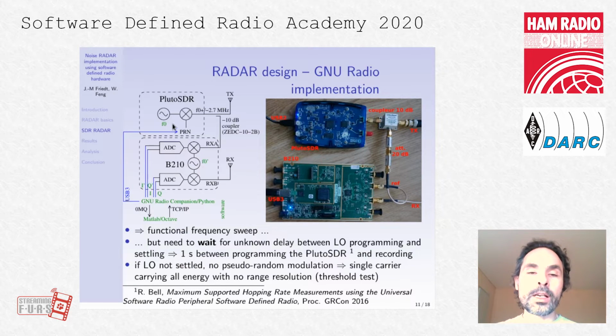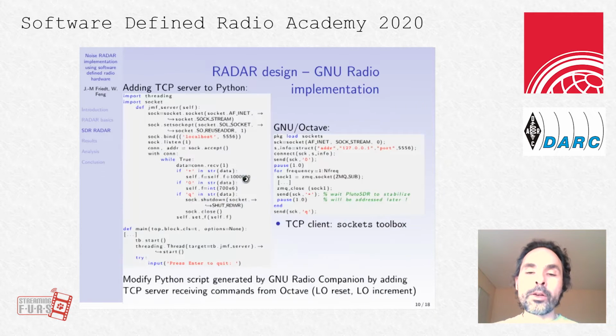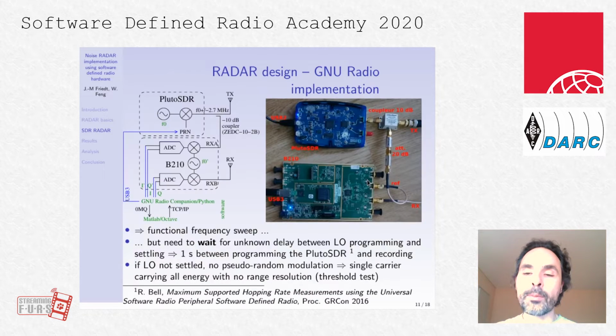You have the PlutoSDR generating this local oscillator, which is spread by the pseudo-random sequence. This is transmitted. We couple to measure the same sequence on the reference channel, and we have a measurement channel. Now you might see here that whenever we change frequency, we have to wait for 1 second, and we thought initially that this 1 second delay was due to the B210 stabilization time of the UHD library.